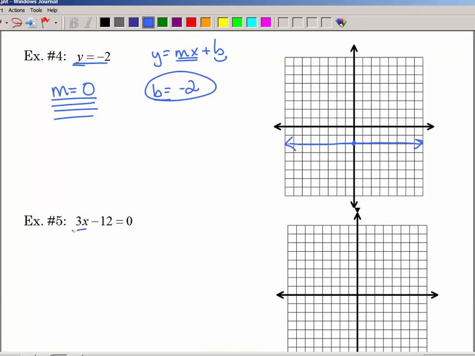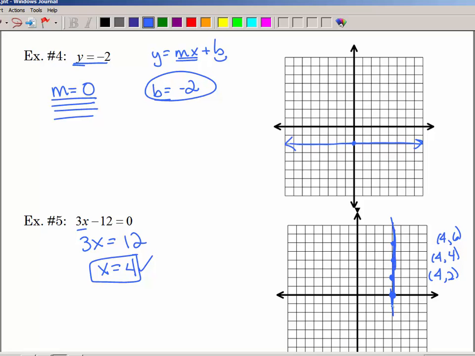But here I can't solve for y, so let's just solve for x. So I'm going to add the 12 and divide by 3. There is no y equals mx plus b. What are we to do? Well, I could say x is 4. 1, 2, 3, 4. Well, isn't x equal to 4 there also? Isn't that ordered pair 4, 2? What about that ordered pair? Isn't that 4, 4? That ordered pair is 4, 6. So all along those points, that's where x is equal to 4.